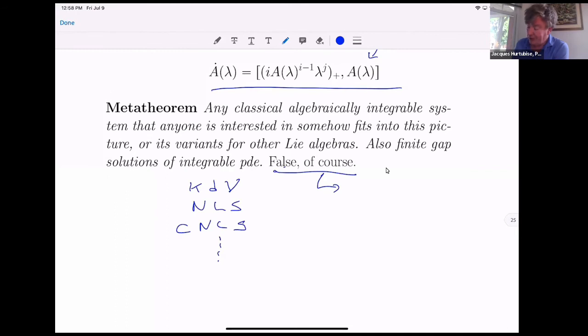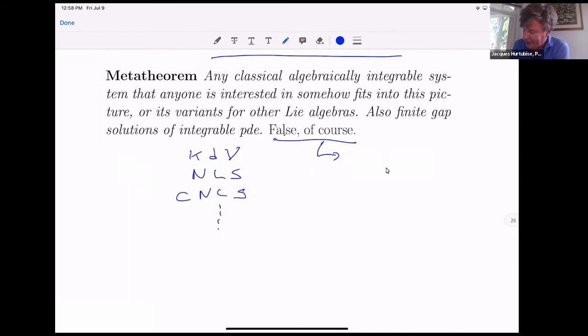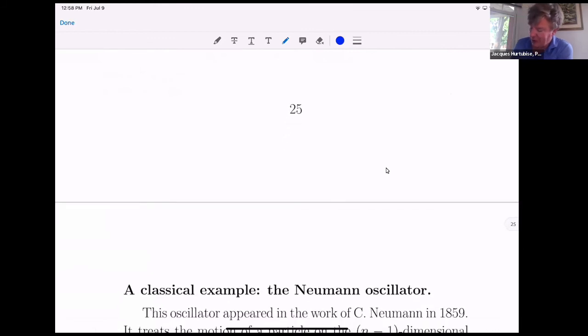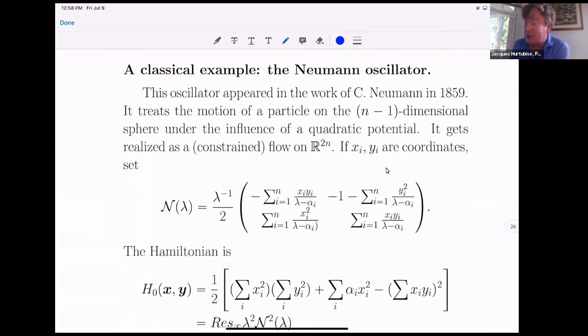So they're very useful. I should say there are also exceptions, and I'll be coming to these, because there are some generalizations. Okay, so you've got a whole bunch of equations that fit into this framework, and you can generalize to arbitrary Riemann surfaces. And well, I was going to give you an example. So this one dates from 1859. And it's the motion of a particle on the (n-1)-dimensional sphere under the influence of a quadratic potential. You realize it as a constrained flow on R^{2n}, so there are details which I'm skipping.